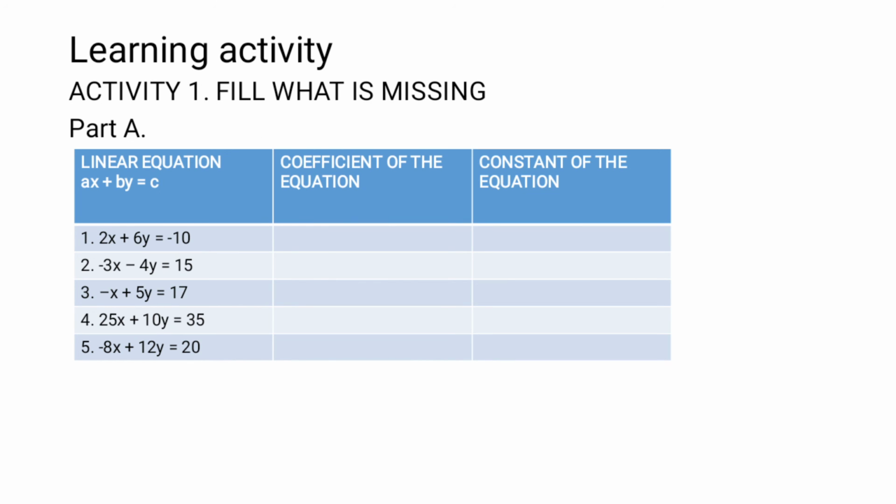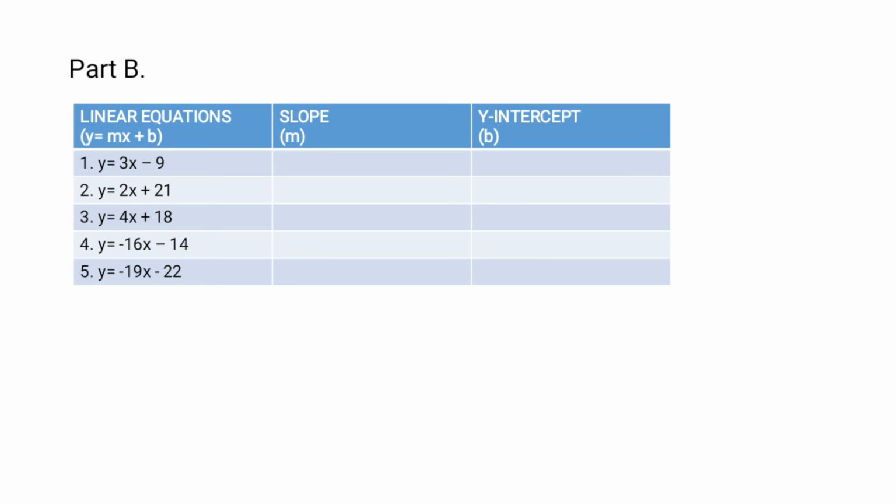So in order to know if you have learned something from our lesson for today, I will be giving you learning activities. For activity 1, find what is missing. In Part A, you just need to identify the coefficients of the given linear equations in standard form. We have 5 items. And for Part B, you need to identify the slope and y-intercept of the given linear equations in slope-intercept form.